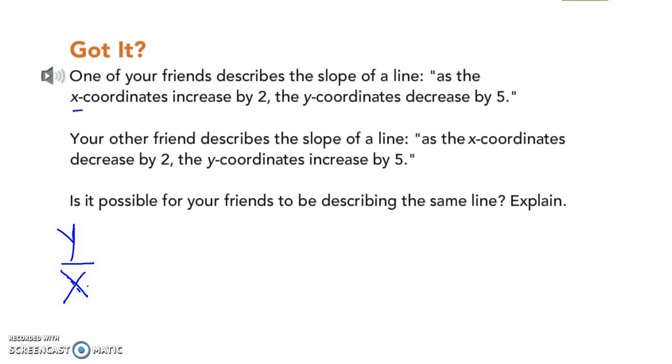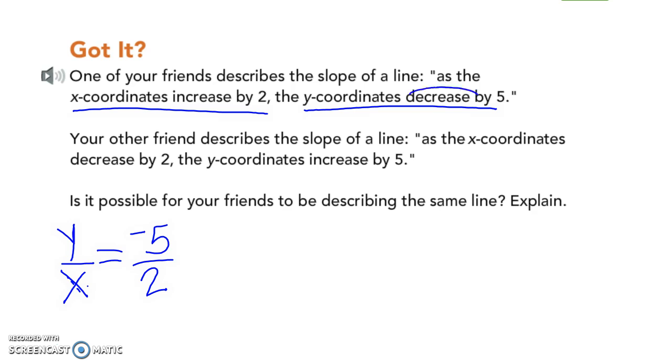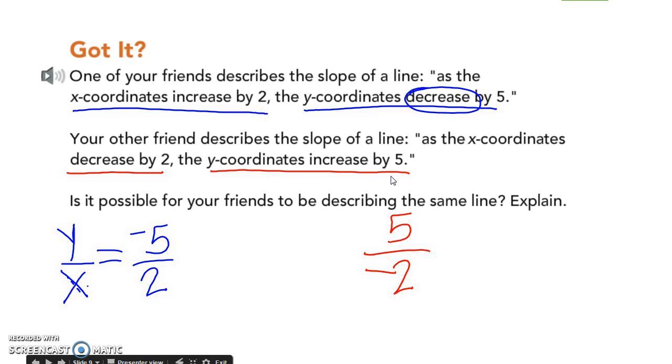Okay, so this is the first friend. They said that the x-coordinate increases by 2, so I'm going to put 2 for x. And the y-coordinate decreases by 5, so I'm going to put negative 5 since they said decreases there. That means goes down, okay? My other friend says that as the x decreases by 2, so for x I'm going to put negative 2, and then the y-coordinates increase by 5, I'm going to put positive 5.